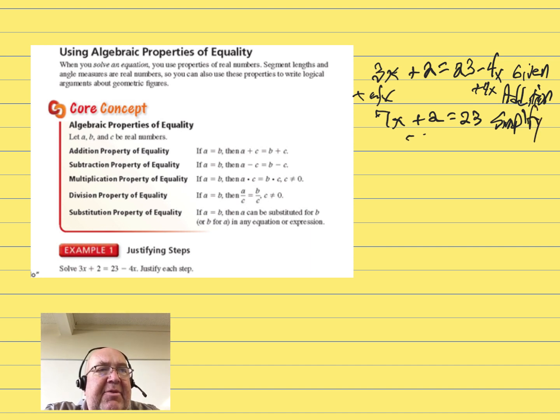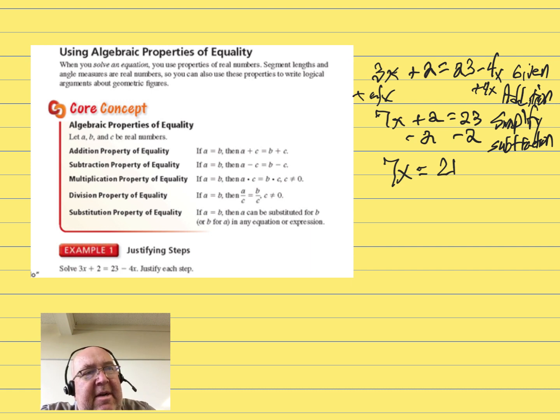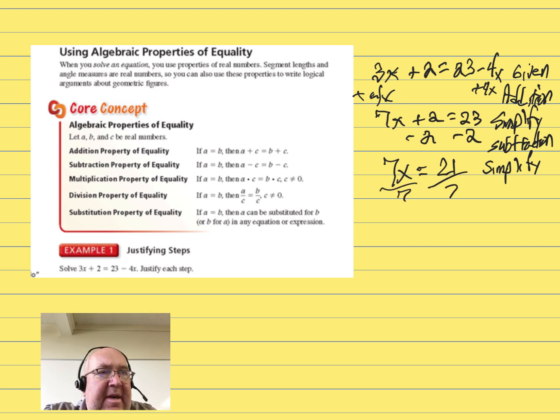We're going to go ahead and subtract 2 from both sides. And that's the subtraction property. And again, we're going to write 7x equals 21. And again, simplifying. And then we're going to divide by 7. That's the division property. And we end up with x equals 3. And that is the solution.